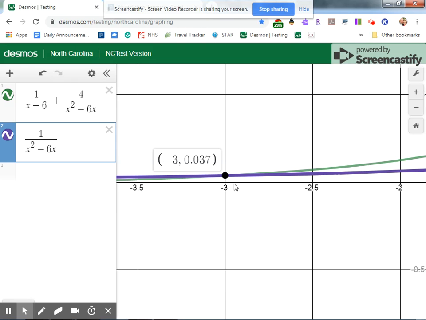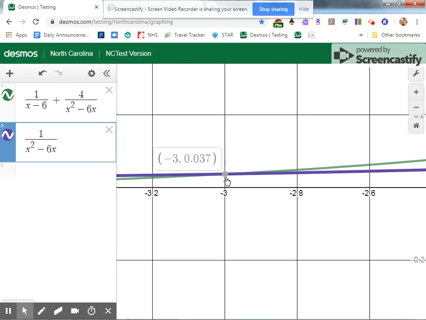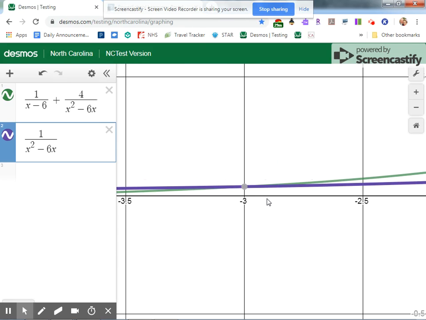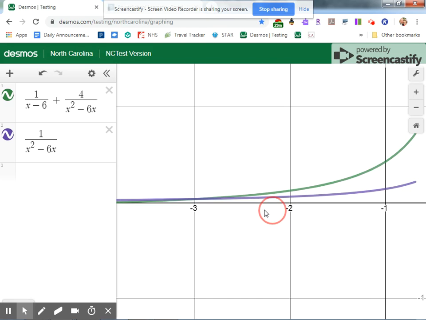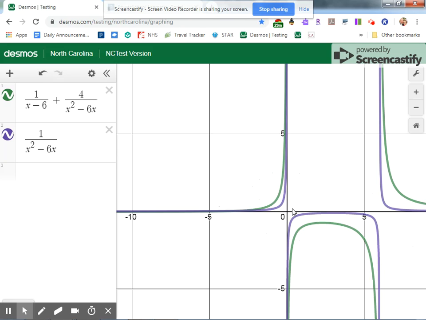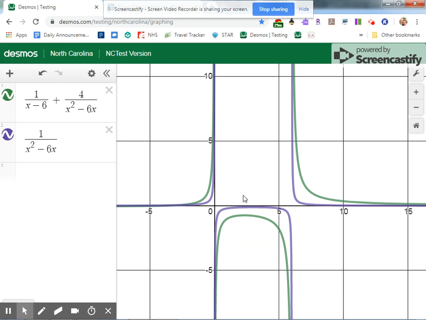You can zoom in to confirm whether they actually cross or not. See how the closer I'm getting here, you can see that over here the green one was on top, and on the left the green one was on the bottom. So that means they switched places. They had to cross there at that point at -3. Now again, if you have multiple choice answer choices, you can use those to help you narrow down what the correct answer is.